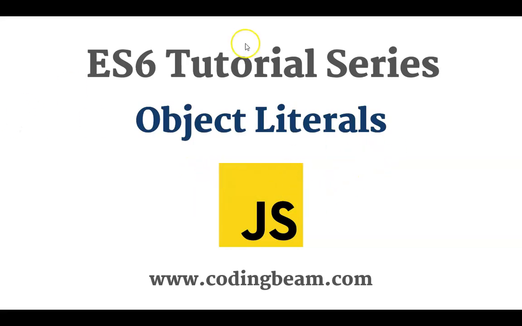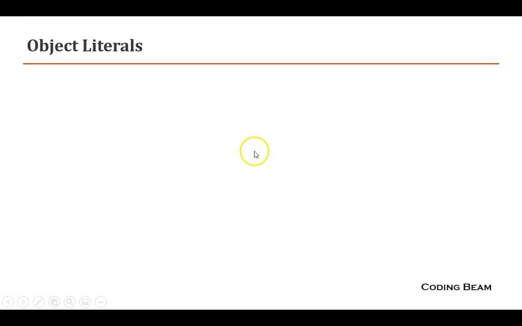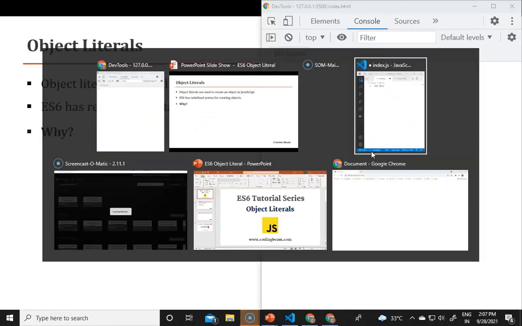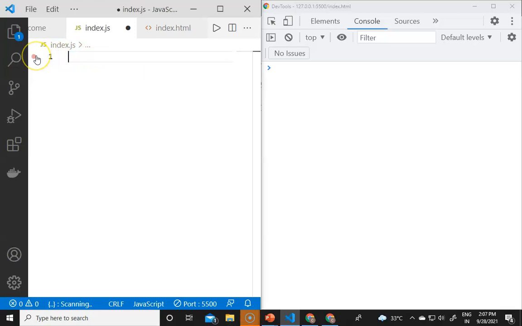So in this video we are going to learn about the object literals in JavaScript ES6. So what are object literals? Object literals are used to create objects in JavaScript, and ES6 has a redefined syntax for creating the objects.